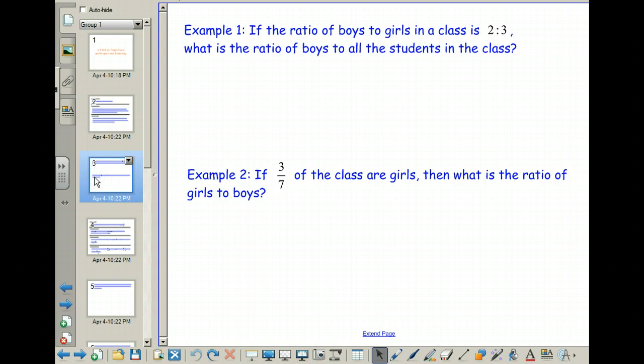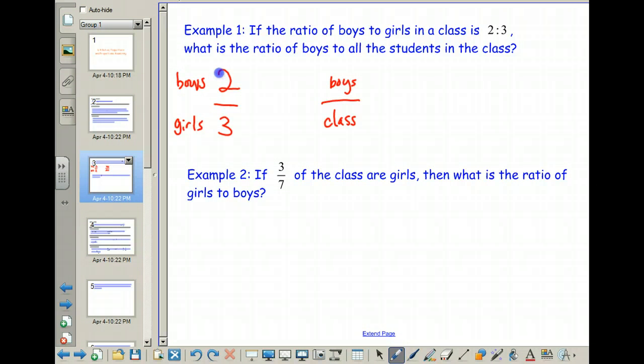All right, so here's an example. The ratio of boys to girls in a class is 2 to 3. That may be the ratio of boys to girls on campus, I'm not sure. But the question asks us, what is the ratio of boys to all the students in the class? So what you're seeing here is a 2 and a 3, and the 2 on the top is talking about the boys, right? And the 3 on the bottom is talking about the girls. But what you're asked to find is the ratio of boys to the whole class. Do you see the difference?